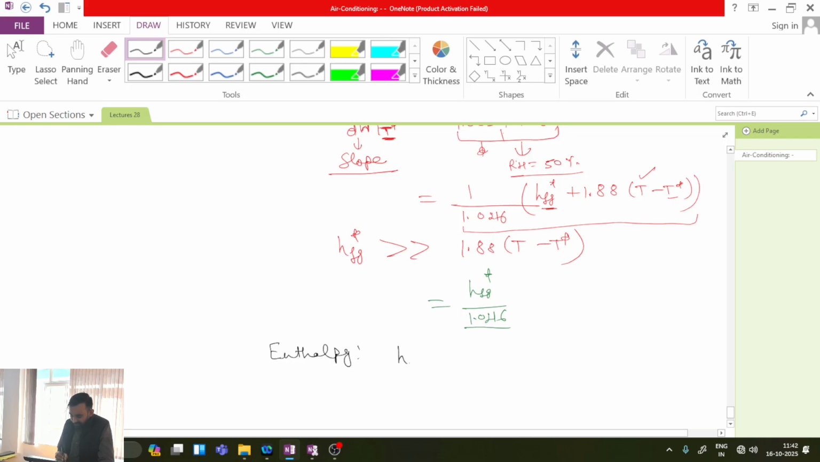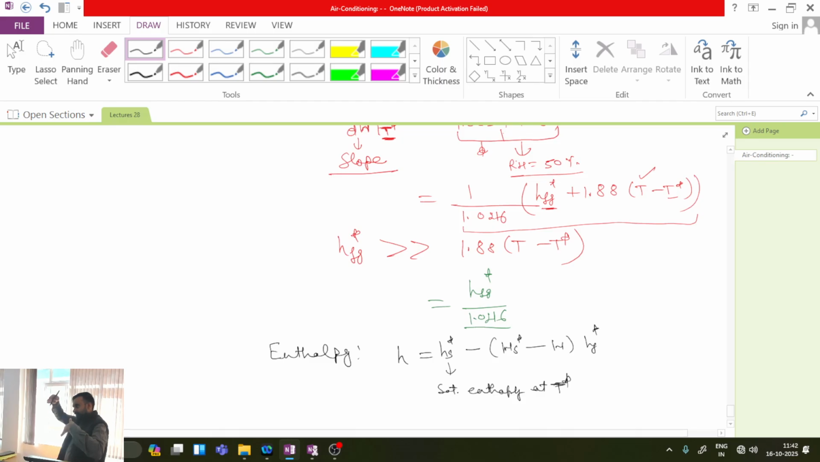I know that enthalpy is HS star, saturated enthalpy, minus WS star minus W into HF star. Okay. What is HS star? Saturation enthalpy at T star, which is wet bulb temperature.